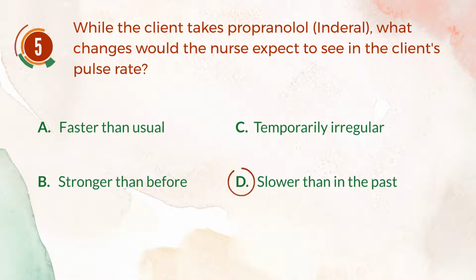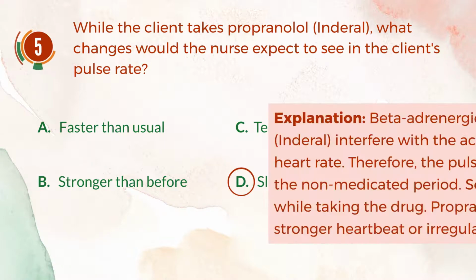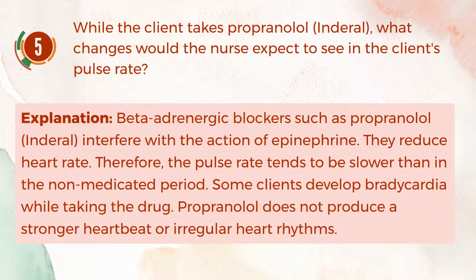The correct answer is D. Slower than in the past. Explanation. Beta-adrenergic blockers such as propranolol, Inderal, interfere with the action of epinephrine. They reduce heart rate. Therefore, the pulse rate tends to be slower than in the non-medicated period. Some clients develop bradycardia while taking the drug. Propranolol does not produce a stronger heartbeat or irregular heart rhythms.